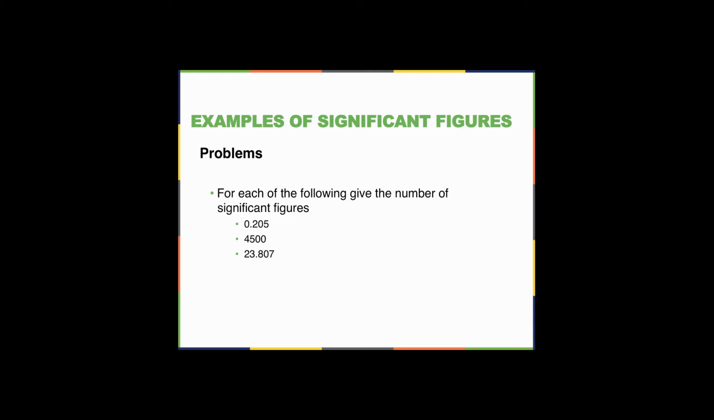The answer here is 5. The 0 is between 2 non-zero numbers, and so it is significant. So there are 5 significant figures in this number.